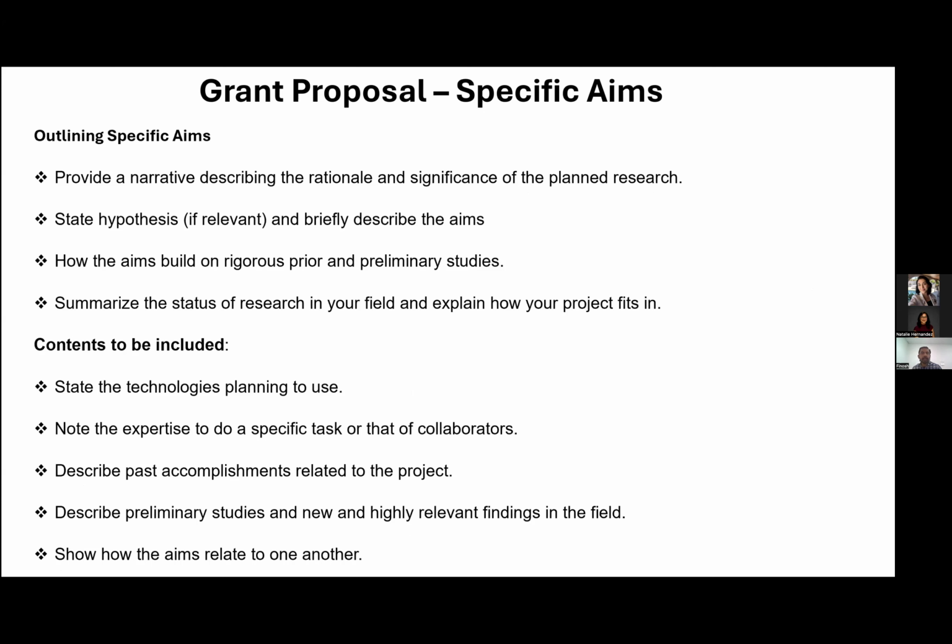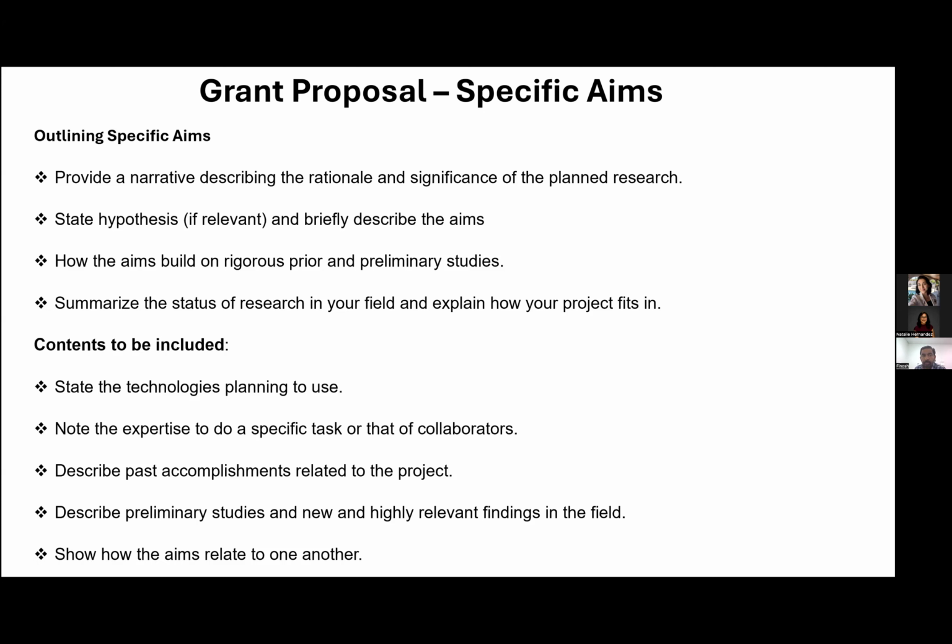When we outline our specific aims, we need to have a narrative describing the rationale. Why are we going to do this? What is the purpose of doing this? It could be based on literature as well as the preliminary data we generated. What is the significance of this research? How is this going to be important for this particular field? Then we need to state our hypothesis and briefly describe our aims.